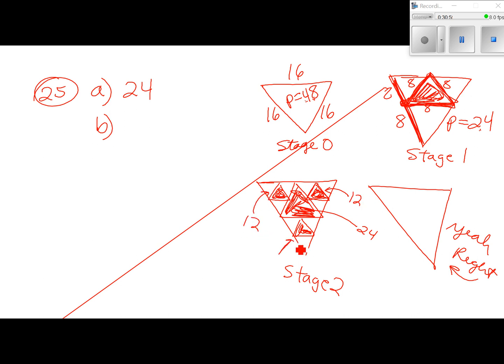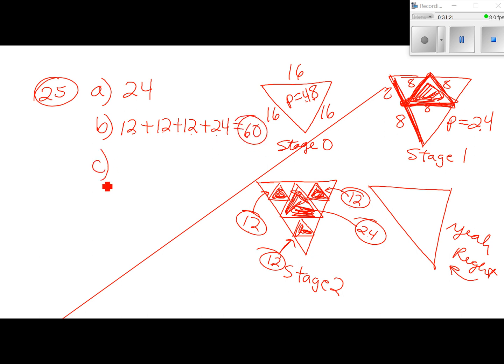That one's 12. That one there is going to be 12, and we just add all those up to get the total perimeter. So 12 plus 12 plus 12 plus 24. I know there's probably an easier mathematical way for you to do it. You do it however is easiest for you. 12 and 12 is 24, plus another 12 is 36. 36 plus 24 is 60. So the answer to part B is 60.